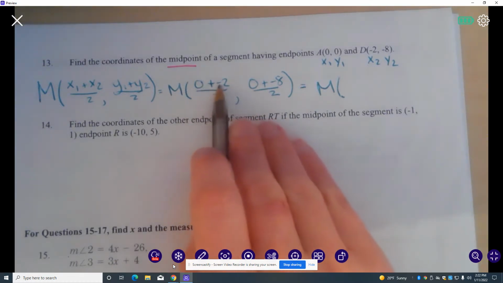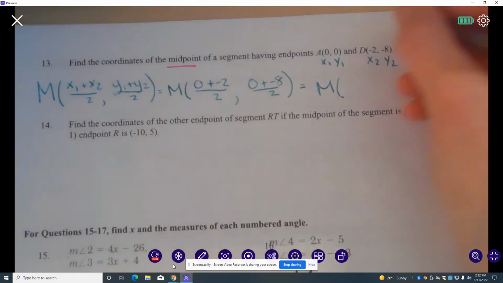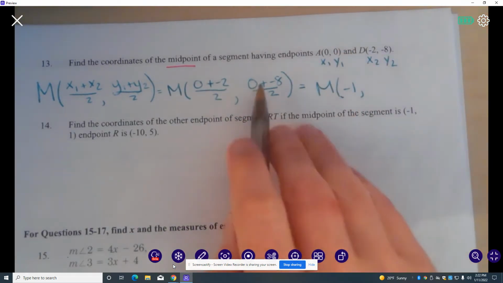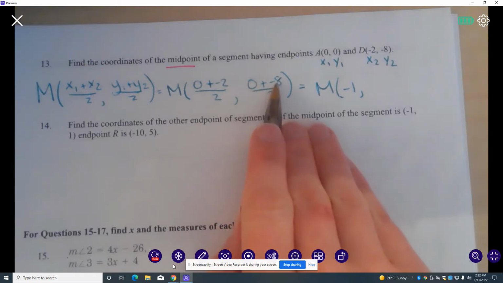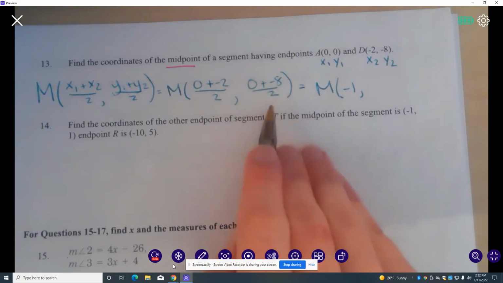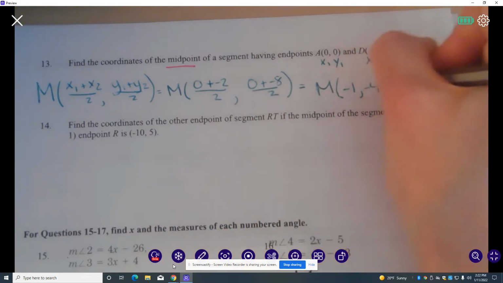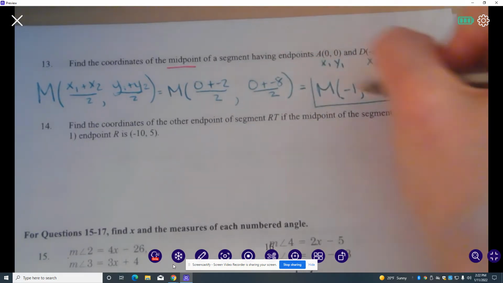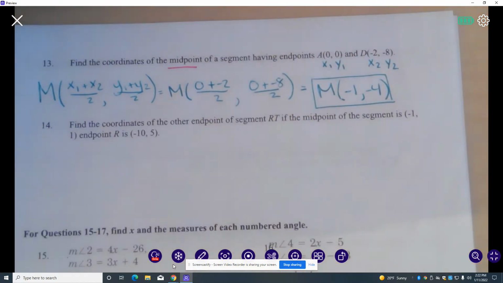0 plus -2 is -2, and -2 divided by 2 is -1. 0 plus -8 is -8, and -8 divided by 2 is -4. So our midpoint is located at the point (-1, -4).